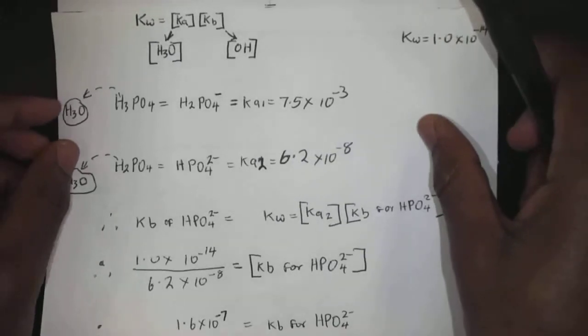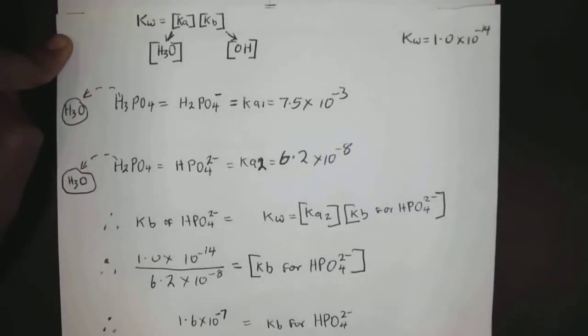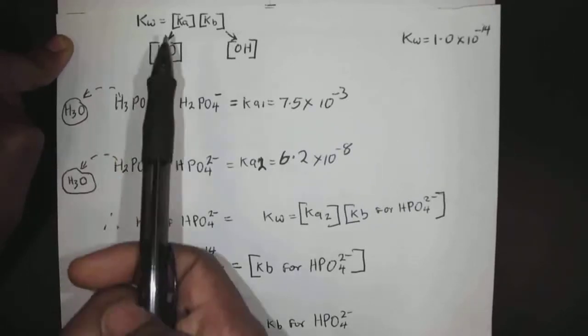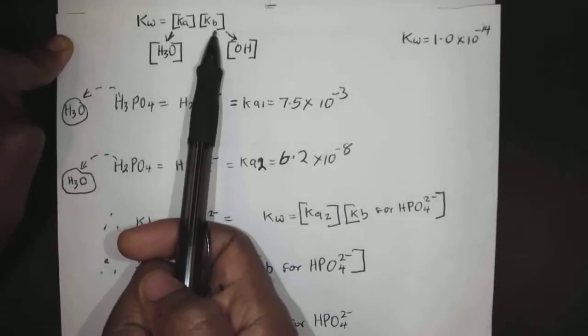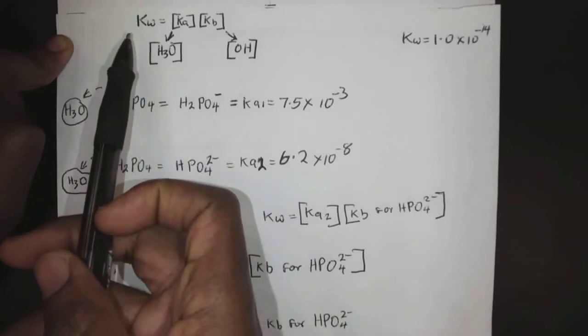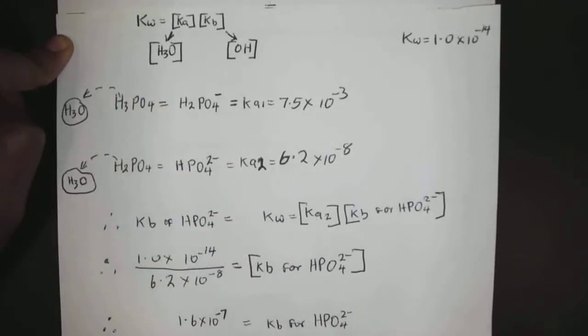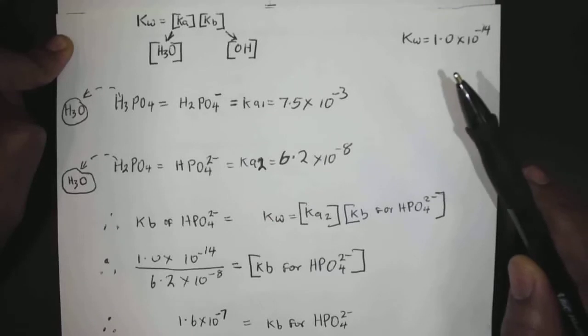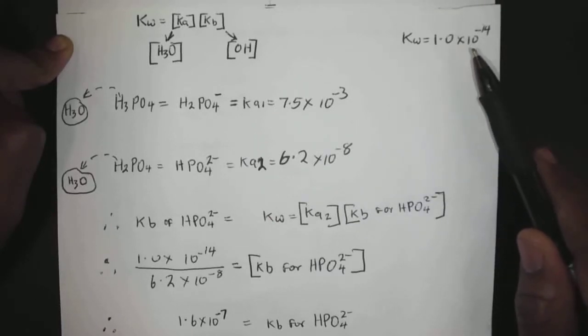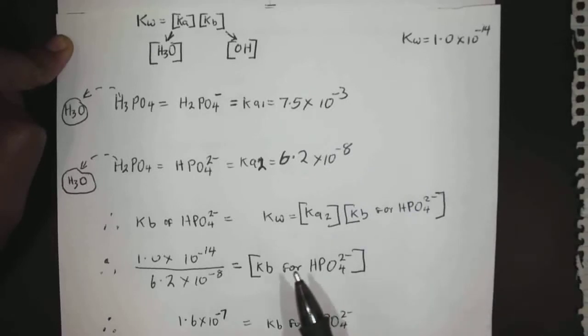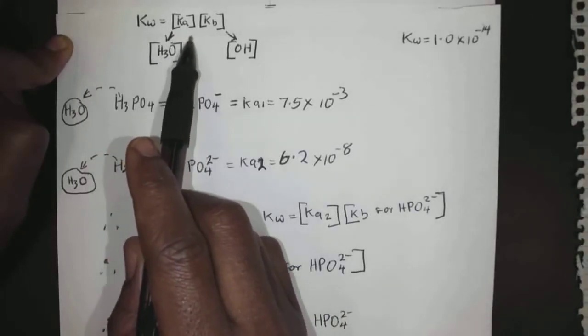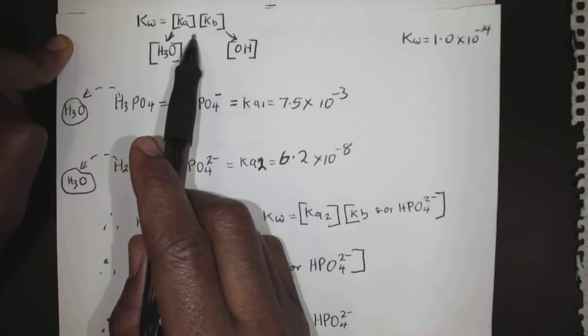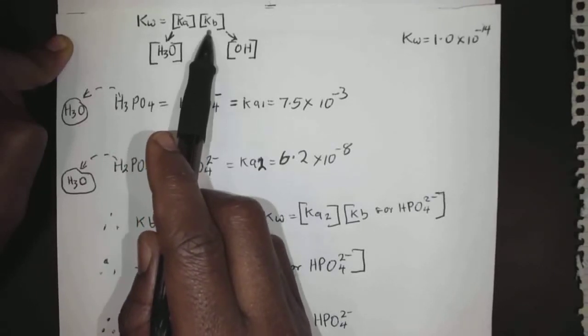Now, in order to answer this question, it is imperative that a firm understanding of the relationship between Kw, Ka, and Kb be established. Kw, which is the autoionization constant of water, or water autoprotolysis constant, has an understood value of 1.0 times 10 to the negative 14, and it is equal to the product of Ka, indicative of the concentration of hydronium, and Kb, which is a representation of the concentration of hydroxide present.